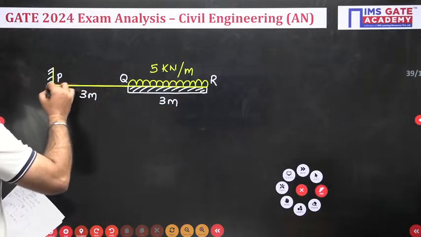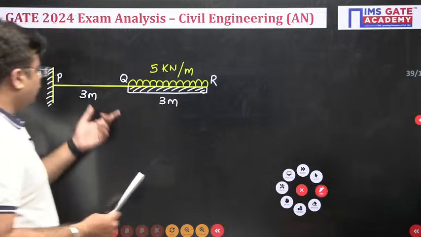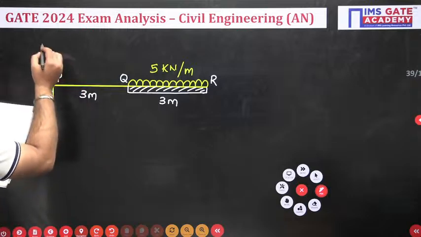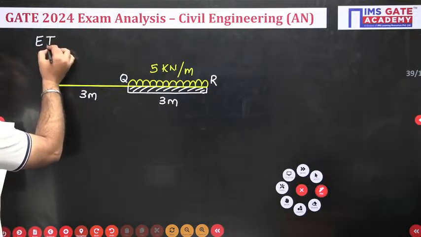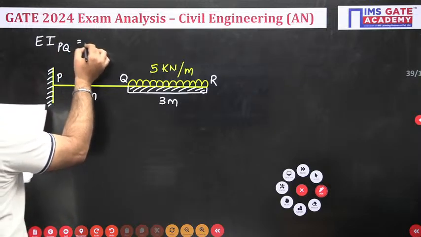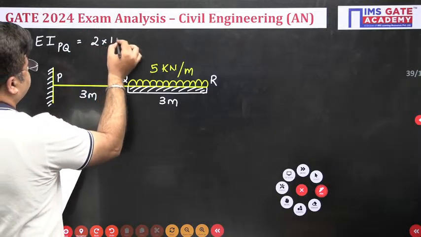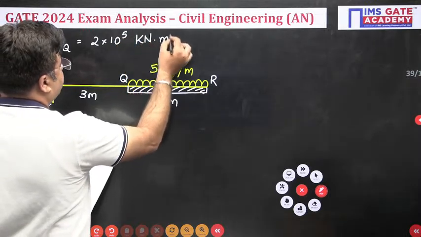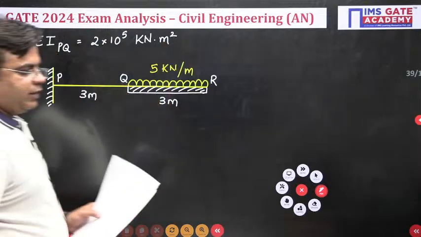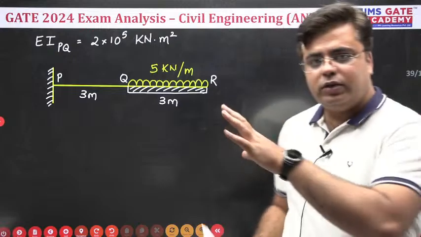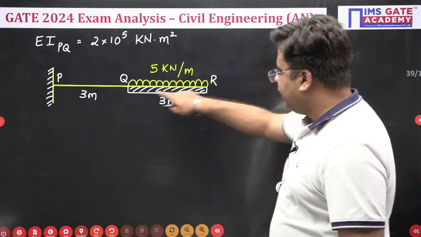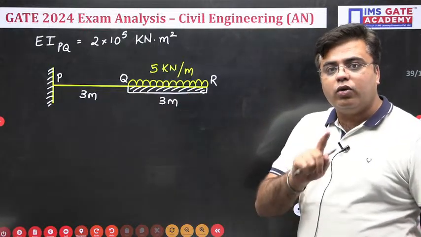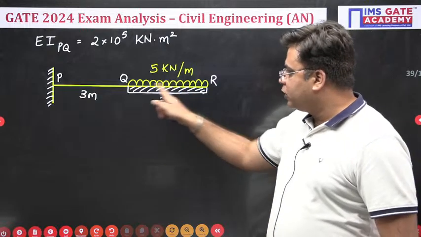You need to find out the vertical deflection at Q, right? The value of EI for this portion PQ is also given to you. This EI for portion PQ is 2 into 10 raised to power 5 kilonewton meter square. You need to calculate the deflection at Q. So first of all, my dear students, this is your inextensible rigid portion that is not going to undergo any bending, right? The EI for this portion is infinite.